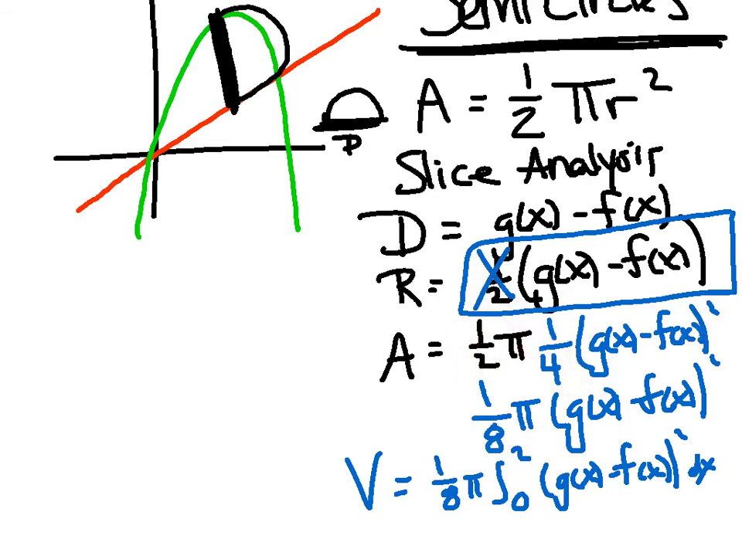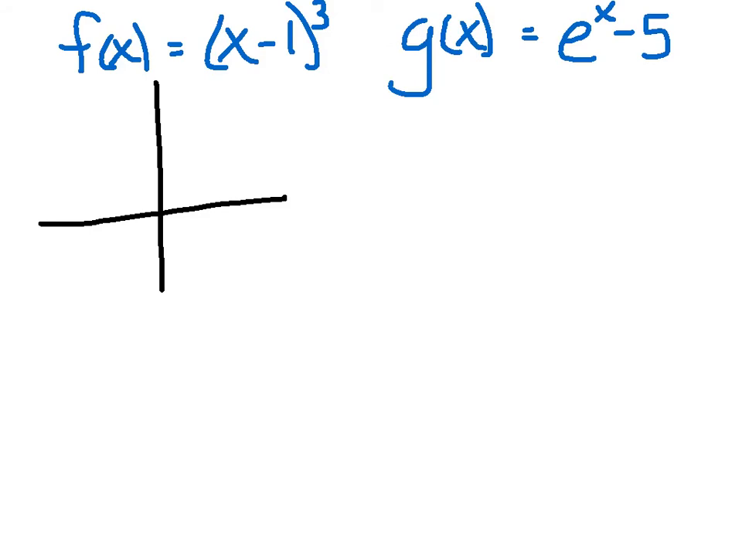Still, it's 1/2 because it's half a circle, and we get our 1/8. All right, I really want you to pause it, try it on your own. Here are your two functions. We're going to do 3 slice analyses. We're going to do the square. I'll give you a rectangle rule and a semicircle.